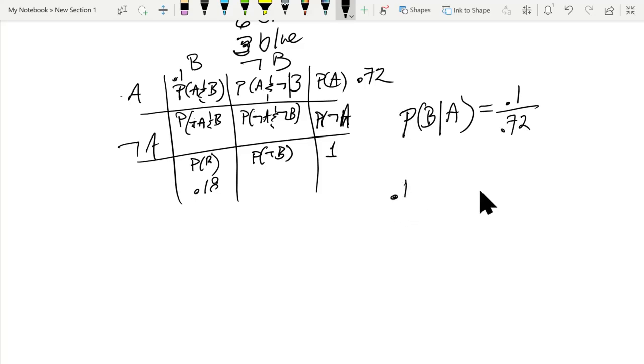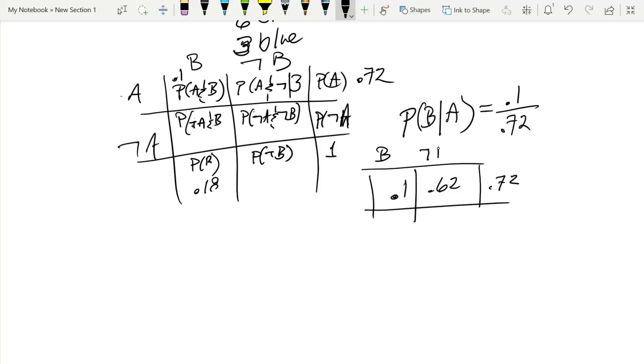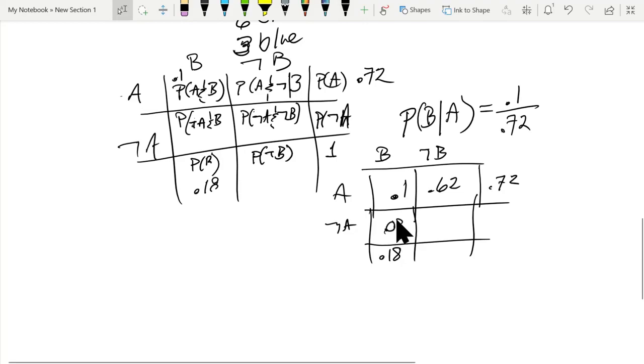Here's 0.1 with a total of 0.72. What's got to be in the, this is B, what's got to be in the not B column or cell? It has to add across. So this is B and not B, and we're in A. Probability of not A and the probability of B is 0.18. What's the probability of not A and B? Here's the total. That plus that have to equal 0.18. So that's 0.08. This all has to add to 1.